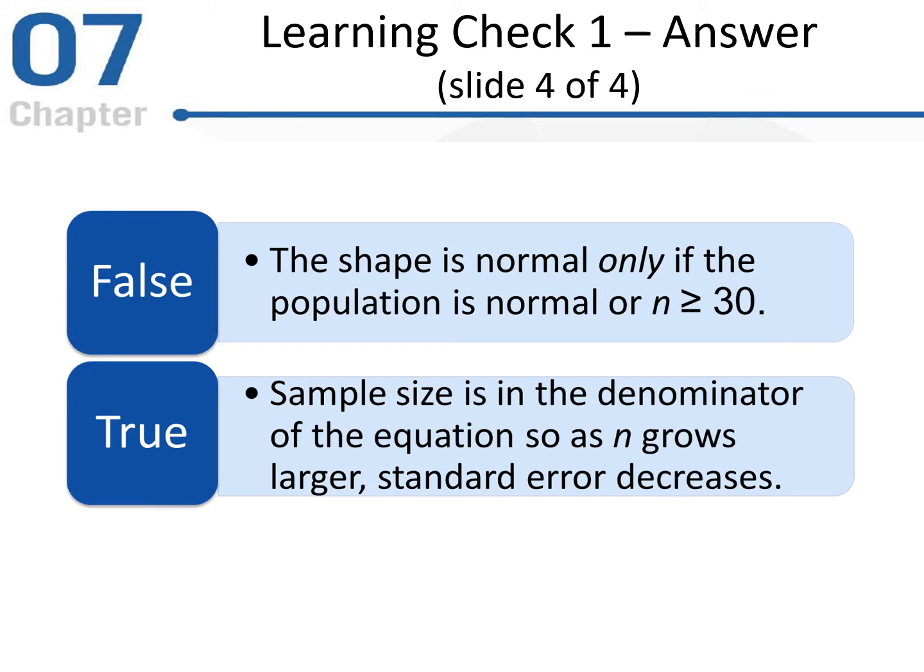So of course, the first statement is false. The shape of the sampling distribution is only normal if the population is normal or the sample size is greater than or equal to 30. That's central limit theory. And the second statement, of course, if you increase sample size, you decrease the standard error. So as n gets larger, the standard error goes smaller, and that's a good thing as far as testing our hypothesis. We're able to then support our hypotheses when the standard error is smaller.